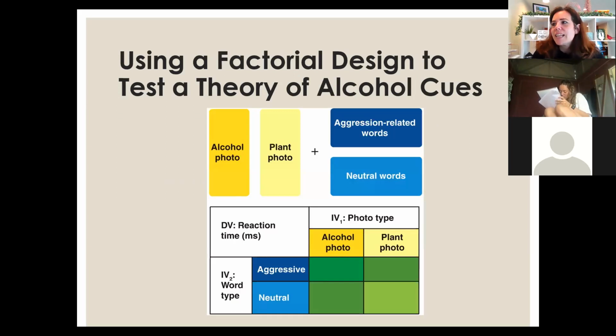So this is the factorial design to test the theory of alcohol cues. Participants were shown either a picture of alcohol or a picture of a plant. Then they were given some words. Some were aggression-related words and others were identified as neutral words. Again, the theory here is that alcohol can become cognitively associated with thoughts of aggression. So this is how I would frame it. I've got two independent variables in predicting this reaction time, or in seeing the interaction with the reaction time: whether they were shown aggressive words or neutral words, and whether they were cued with a picture of alcohol or a picture of a plant. Again, the hypothesis was that participants would respond more quickly to identify an aggression-related word if they had been cued with an alcohol photo. Okay.